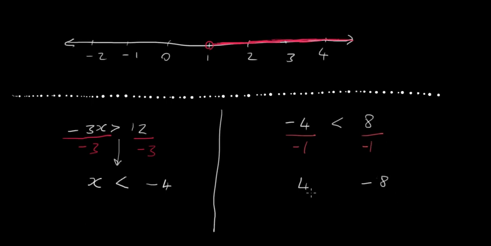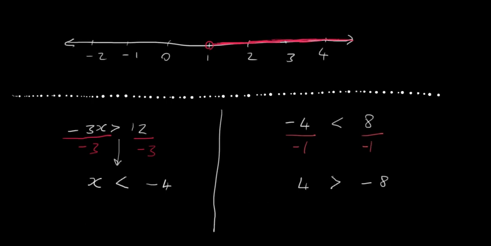Now look what we've got. We've got a 4 and a minus 8. 4 is in fact bigger than minus 8, so 4 is greater than minus 8. You can see here, with a simple practical example without any x's, if we divide by a negative number, the symbol will need to be switched around. And it's the same if you multiply.